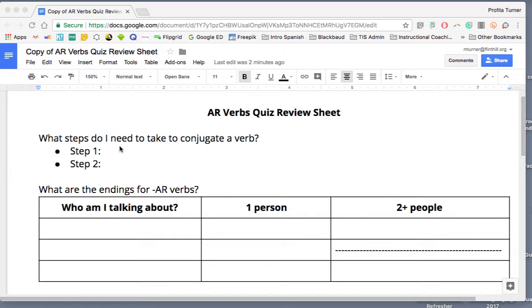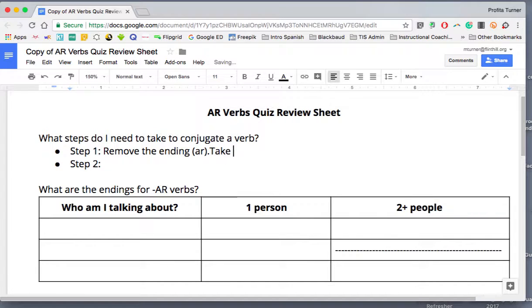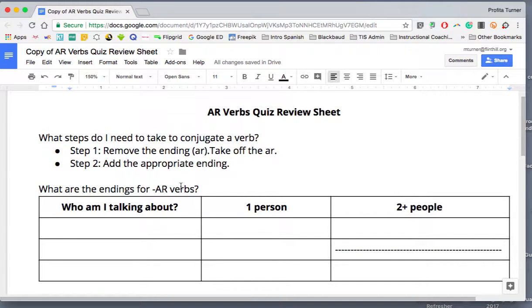So what steps do I need to take to conjugate a verb? Step one is remove the ending, which is AR. So take off the AR. Step two is add the appropriate ending. So how do I know what the appropriate ending is? Depends on who I'm talking about, and that's where this chart comes in down below.